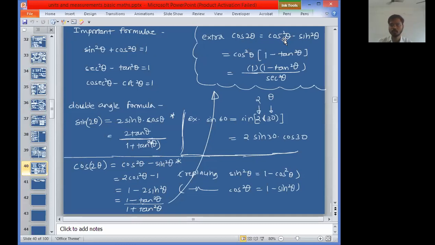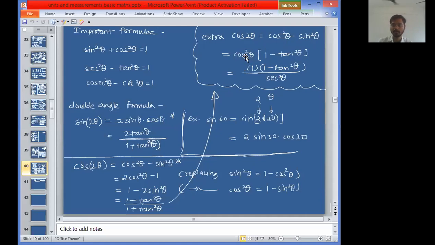The derivation is given here. Cos 2 theta is cos square theta minus sin square theta. Take cos square theta common, so you have to divide by cos square. Cos square upon cos square is 1, and sin square upon cos square is tan square. And this cos square can be written as 1 upon sec square.